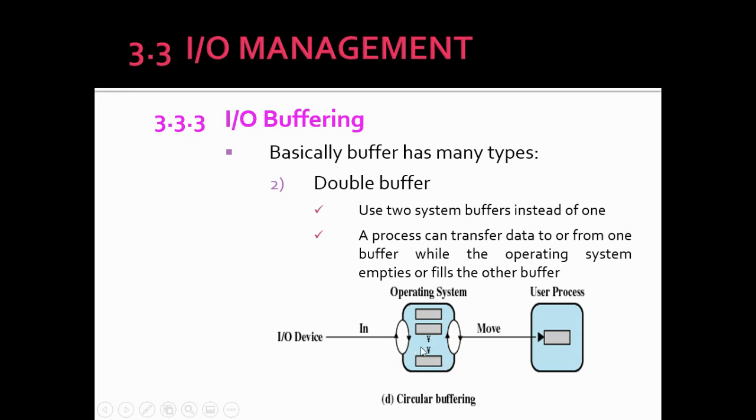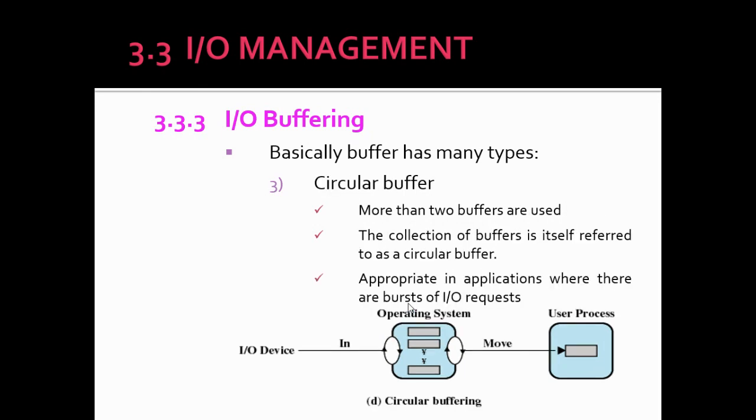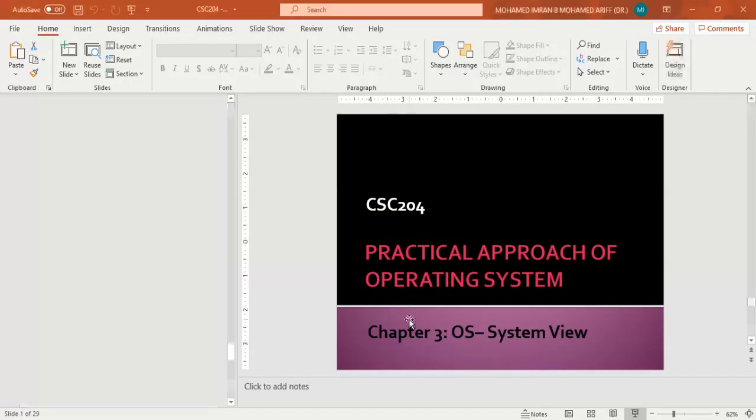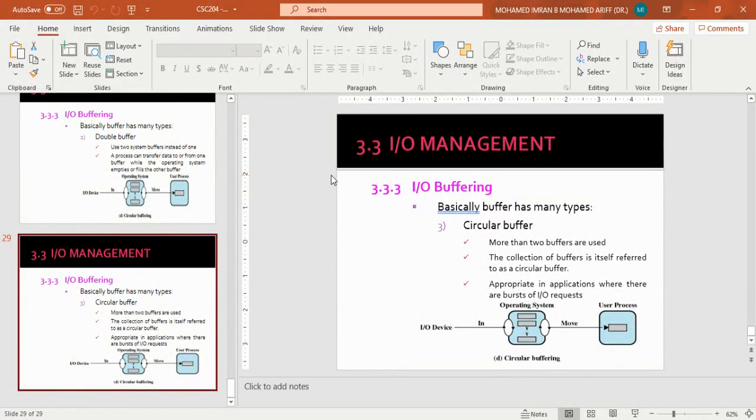Then the circular buffer means it will work continuously. One buffer will get the information and process it, another one will get the information and go on this side, and it will go back to the input output again. Okay, circular, it continuously moves. All right, so that's all for chapter 3.3.